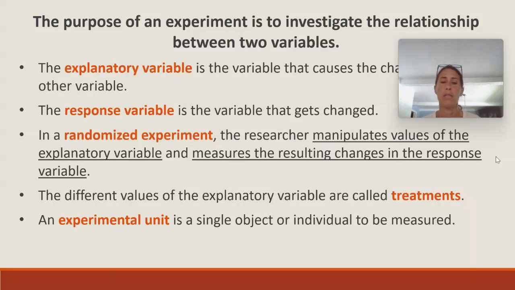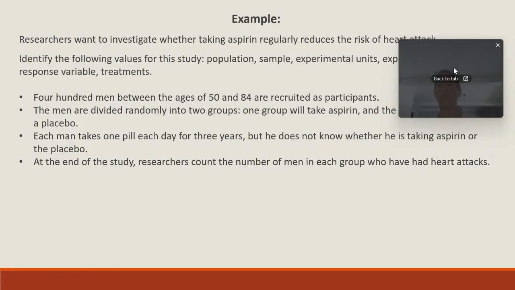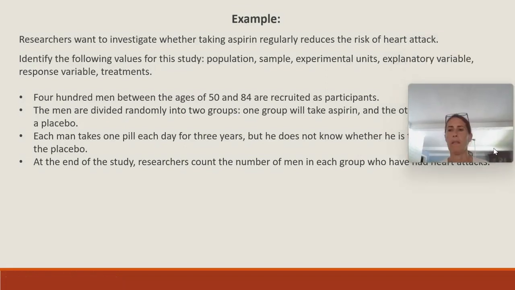An experimental unit is a single object or individual to be measured. We're going to go over some examples. Sometimes these words are a little strange because sometimes we're talking about people, and those are the experimental units. And the things that they're given or that happen to them are the treatments. So here's an example, our first example.